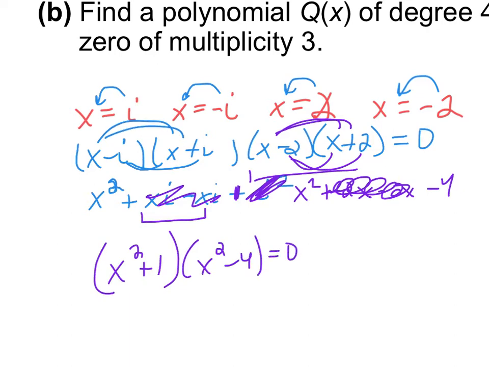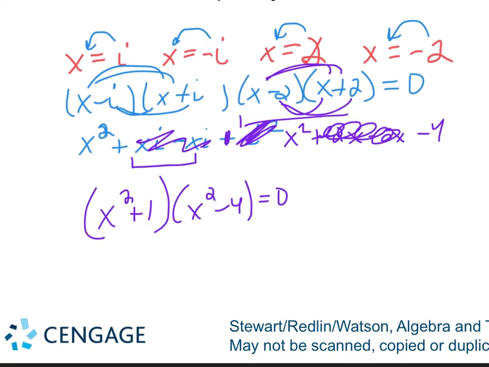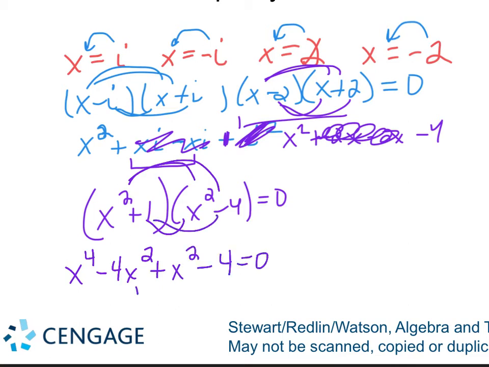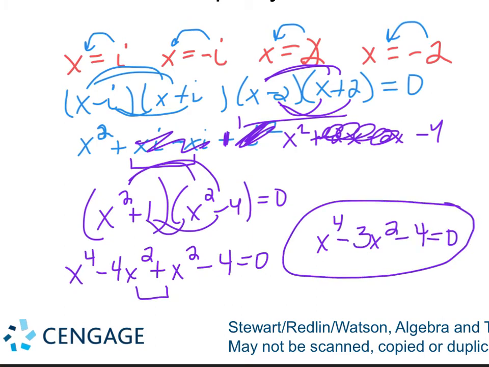Alright, now what do you think we do? FOIL again. Okay, so x squared and x squared is x to the 4th. x squared times negative 4 is negative 4x squared. 1 times x squared is plus x squared. And 1 times negative 4 is minus 4. And then simplify. So this ends up being x to the 4th minus 3x squared minus 4 equals 0. And that would be your final answer.